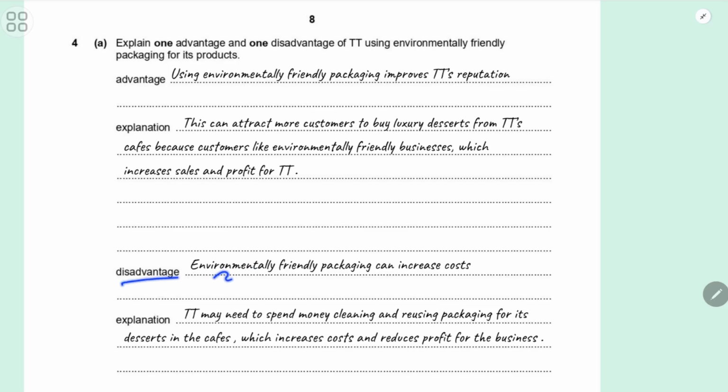Disadvantage. Environmentally friendly packaging can increase costs. TT may need to spend money cleaning and reusing packaging for its desserts in the cafes, which increases costs and reduces profit for the business.